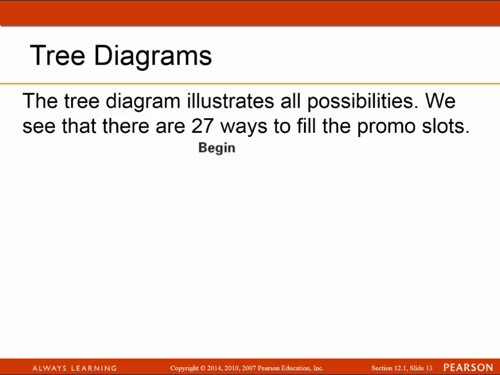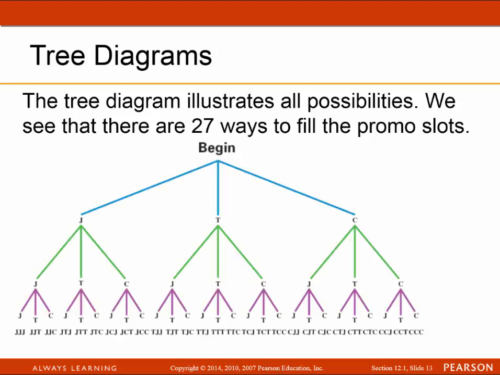So here we begin. So we can have J, T, or C for the first possibility, and then following that we can have J, and then the third will be J, so that's the JJJ, or the JJT, and so on, the JJC, and so on all the way until the CCC. So those are all the different possibilities that we have. So that's the first singer, the second singer, and then the third singer.